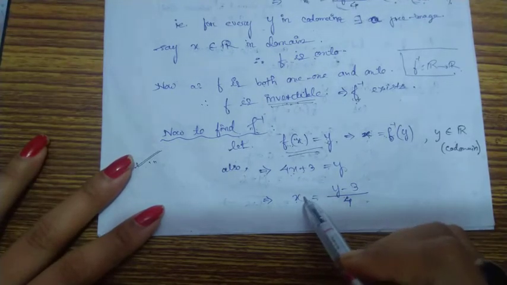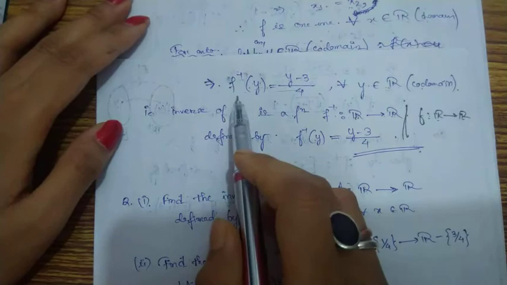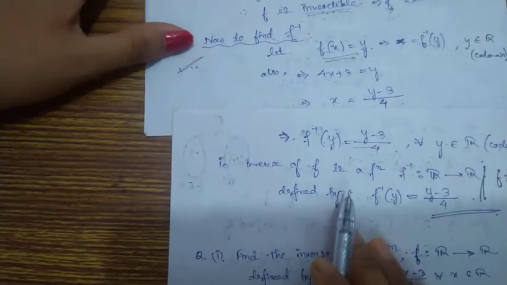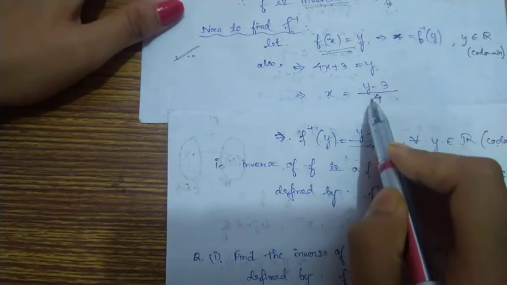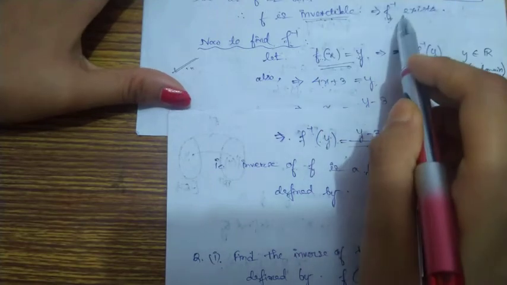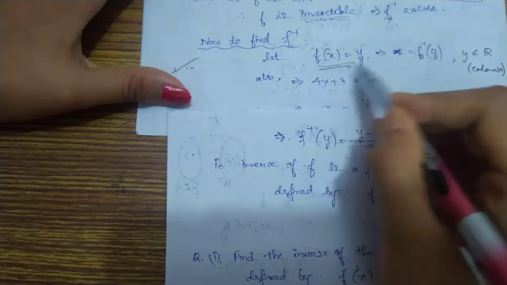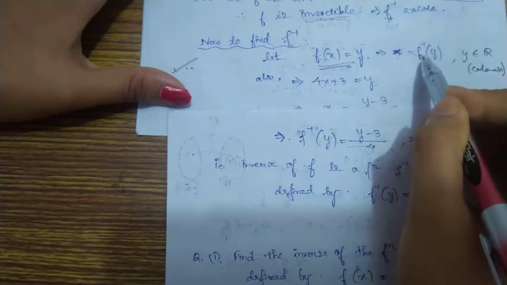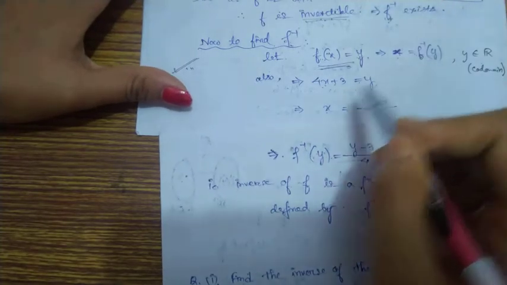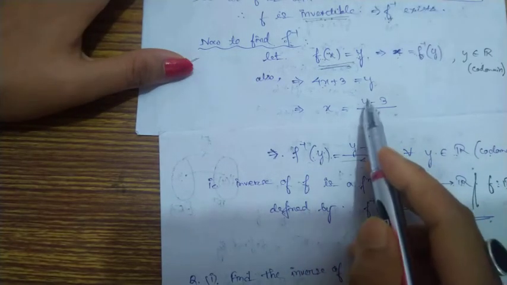So I calculate x equal to y minus 3/4. Now what did we get? f is an invertible function, that means f inverse exists. So from this we can write x equal to f inverse y. Now in place of this x we can write f inverse y, and the right hand side remains the same, y minus 3/4.